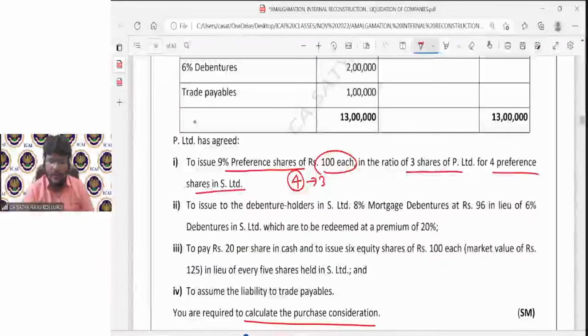Then for every 4 shares, 3 shares, so for 2000 shares, how many shares do we need to issue? 2000 into 3 by 4. That too, each share is contributing ₹100. That's why the amount payable to preference shareholders, quickly, all of you let me know how much this fraction value is. 2000 multiplied by 3 by 4 into 100. Let me know the answer, guys. As I told you, I don't have any calculator with me. So please, all of you, let me know the answer.